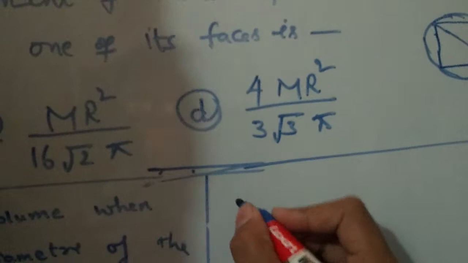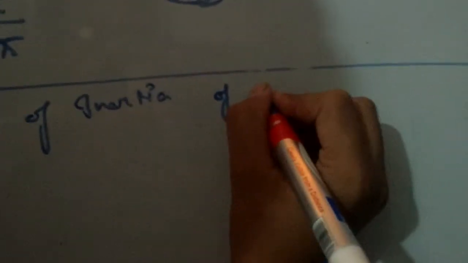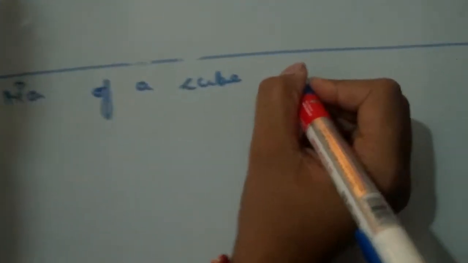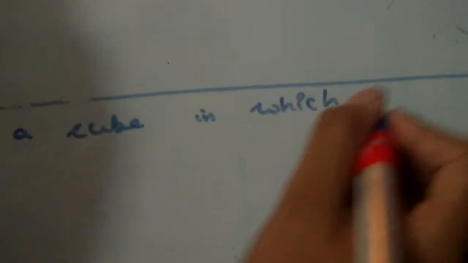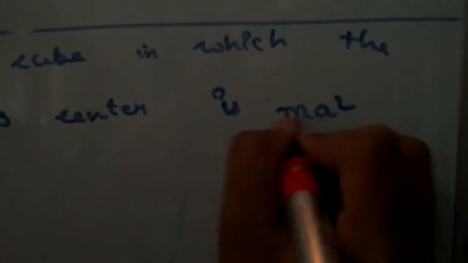Always remember this very important point: the moment of inertia of a cube about an axis, let it be any axis, but it must pass through its center, is m a square by 6. Here a is the edge of the cube.